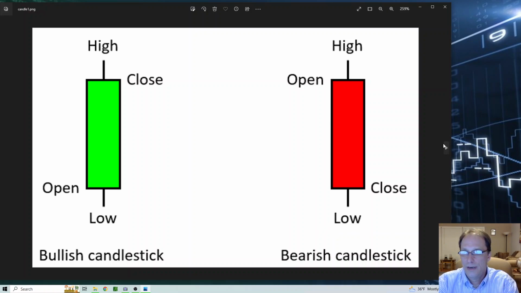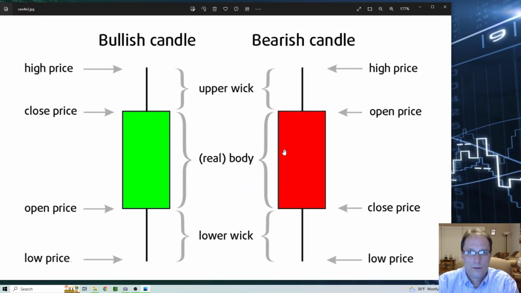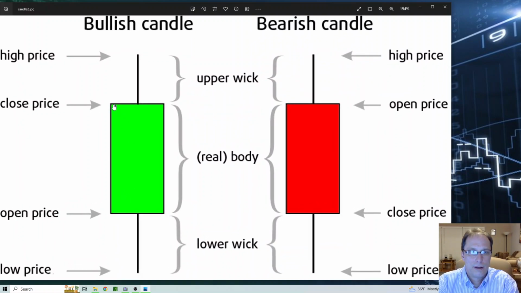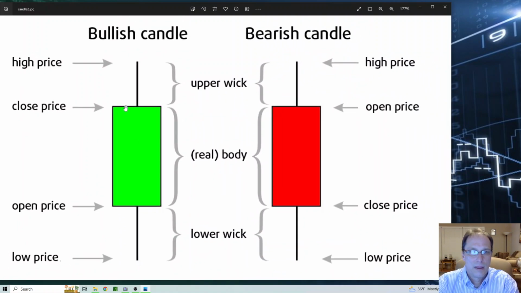Now, to go in more detail, here this shows the body, upper wick, lower wick. So the body is where the price opened here at the bottom and closed up here. But throughout the day, it might have made it up to here, so they call that the upper wick, and extended maybe also low, the lower wick. But nevertheless, it ended up higher, so it was bullish.